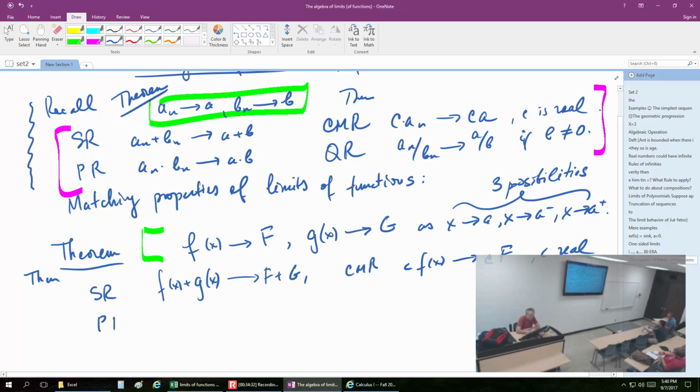The product rule is f of x times g of x goes towards f times g. And finally, the quotient rule is f of x over g of x goes towards f over g, as long as g is not equal to 0.